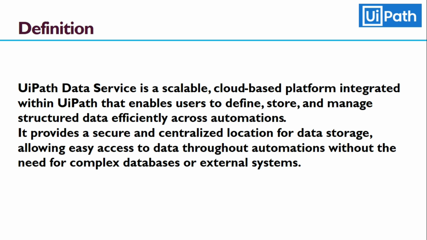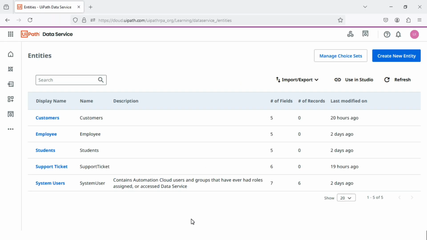Now let's understand this UiPath Data Service in simple words. UiPath Data Service is like a cloud-based database where you can store and manage your data easily, and this can be accessed from your UiPath automations. Basically this can be accessed from other UiPath products like UiPath Apps, UiPath Studio, etc. It helps you save data like customer information, product details, your support tickets, your vendor details, or any records that you use in your automations, all in one central place.